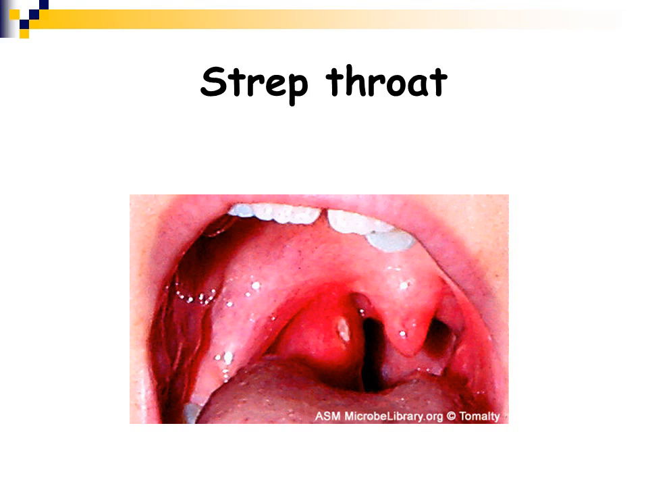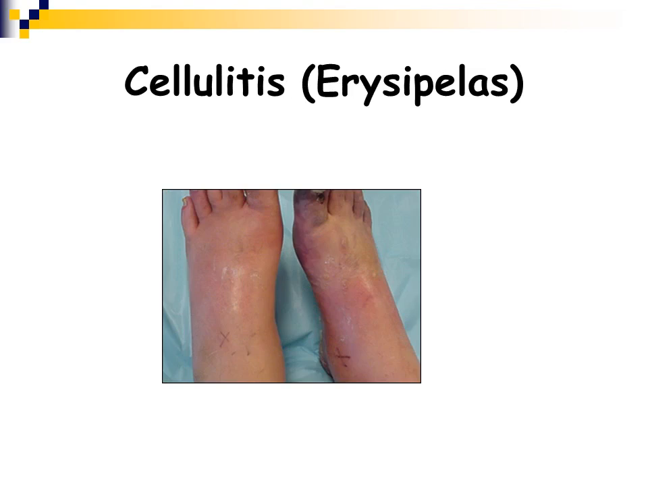Strep throat is the most common, most well-known infection that Streptococcus pyogenes causes. Cellulitis, where you get that tissue infection, where you get a lot of swelling, redness, heat. It's also called erysipelas.